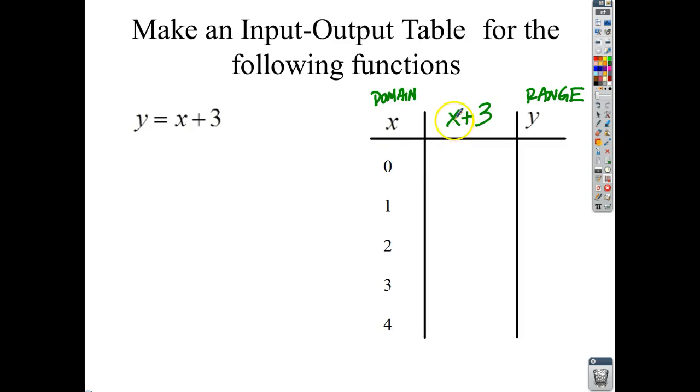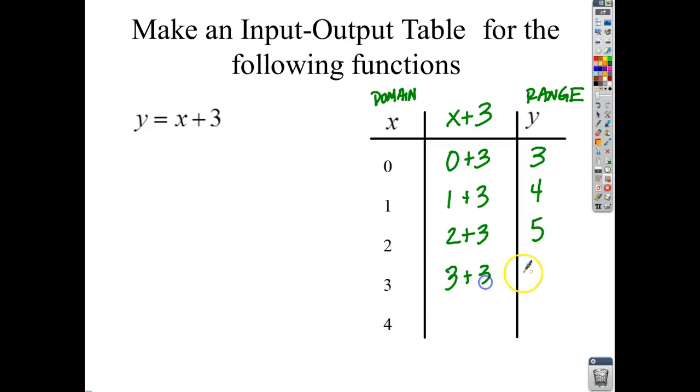So let's do this. We're going to take 0, and I'm going to plug it in. I'm just going to rewrite, 0 plus 3. Well, what is 0 plus 3? 3. What is 1? I'm going to put that in. 1 plus 3 is 4. Then 2, plug that in. 2 plus 3 is 5. Then 3 plus 3 is 6. And then x is 4. So 4 plus 3 is 7. And that's it. Just a nice simple input-output table. You can see the pairing, right? When I plug in 0, I get out 3. When I plug in 1, I get out 4, and so on.